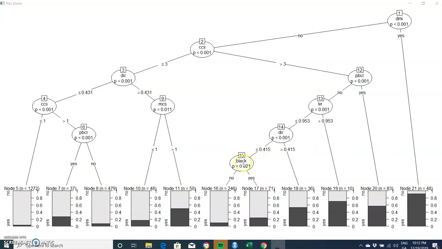It does tend to underemphasize perhaps the significance of being black, but again, black could be highly correlated with these other factors, and maybe it's being drowned out as a result. So again, a very useful type of analysis, lots of intuition, good visualization.